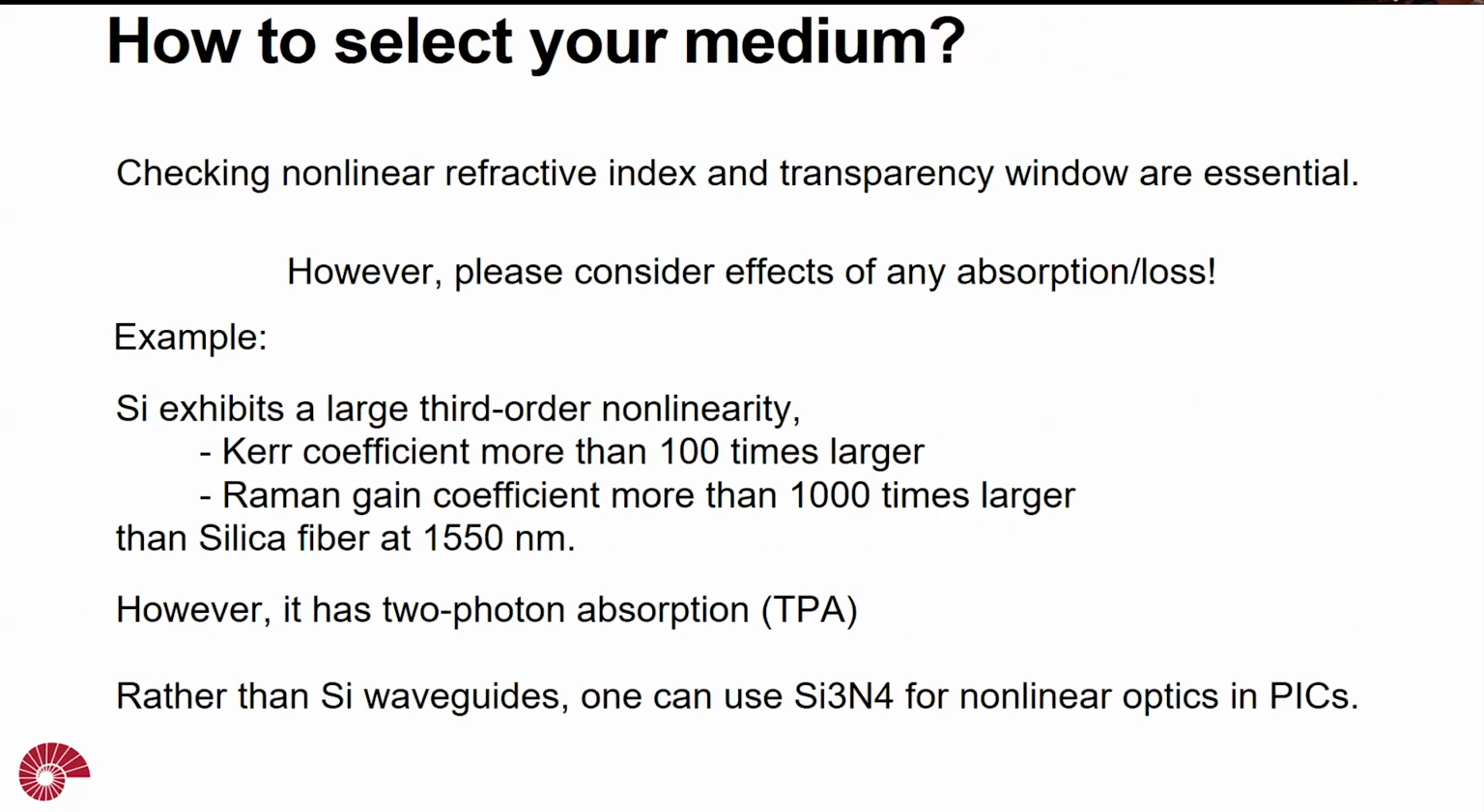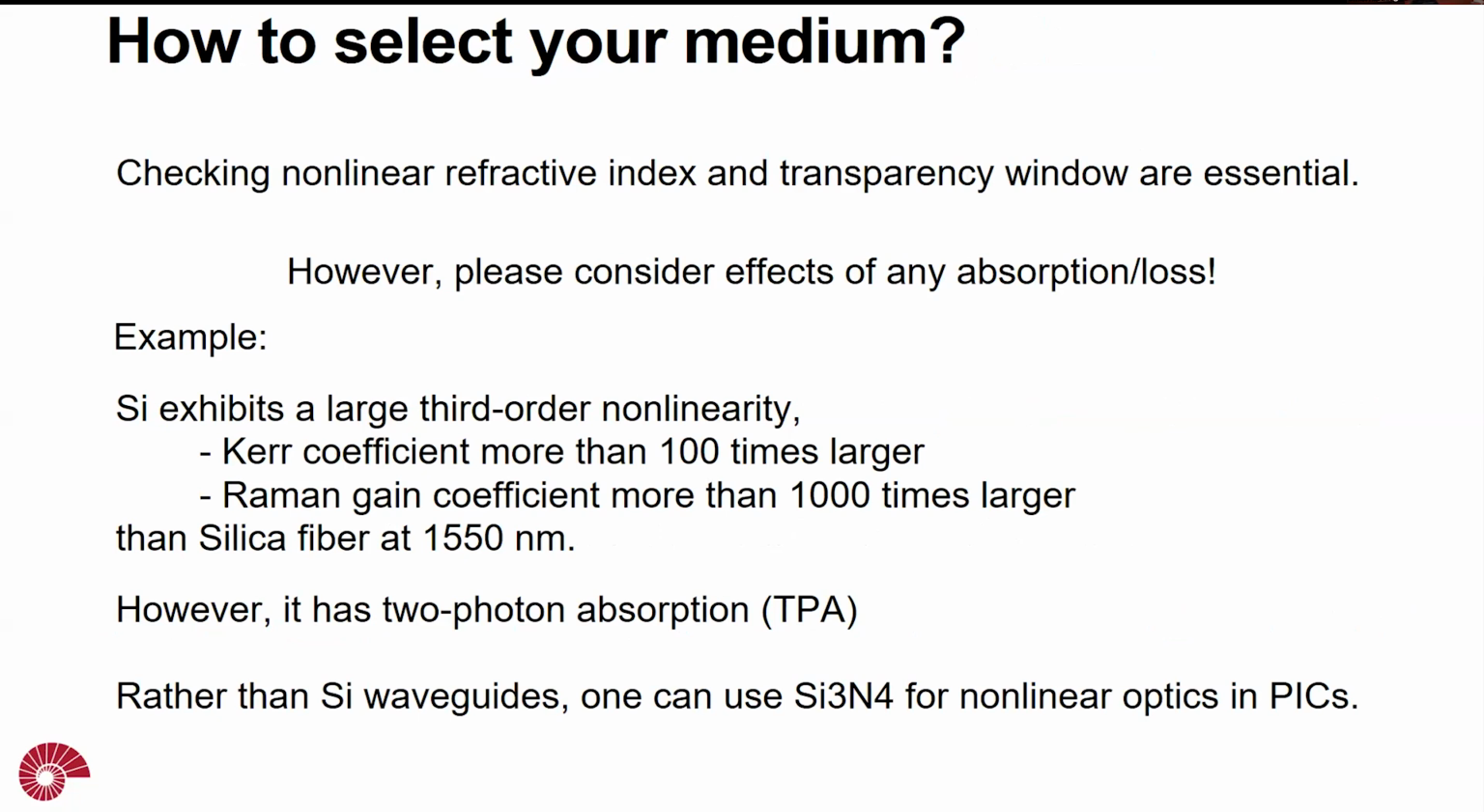Of course, how to select the medium, this is important, right? We can always check the nonlinear refractive index, which we did, and silicon was better than silica or silicon nitride, right? We also check the transparency window, which is okay, but we should consider other effects as well. For instance, absorption or other types of losses. Let me tell you this. Again, silicon example.